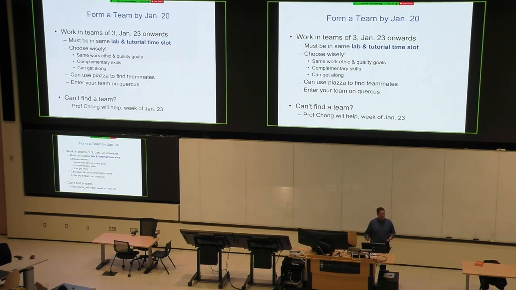You know, you trust the person. I don't mean get along like your best buddies, but you trust this person, you believe that your working styles are compatible. You can use Piazza to find teammates. There's a posting there where you can say, I'd like a teammate in this time slot. And once you find them, there's a little guide on the course website on how to enter your team in Quarkus. If you can't find a team, Professor Chong will help you in the week of January 23rd. So don't panic if you can't find a team, but this gives you a chance to choose your teammates, and often teams are more compatible if people have chosen their own teammates.